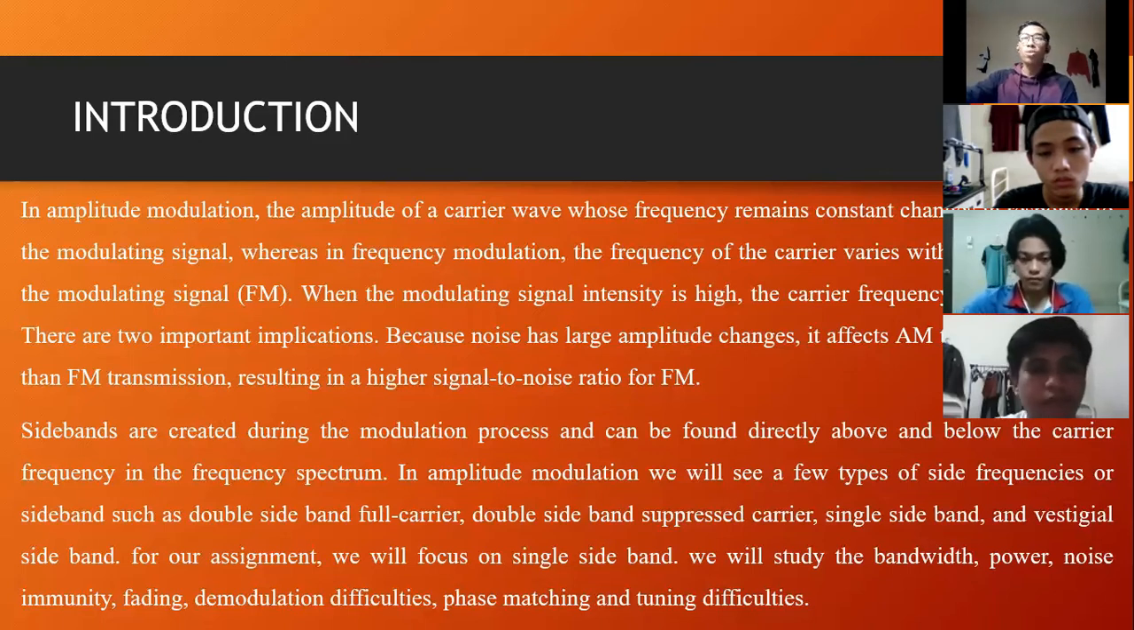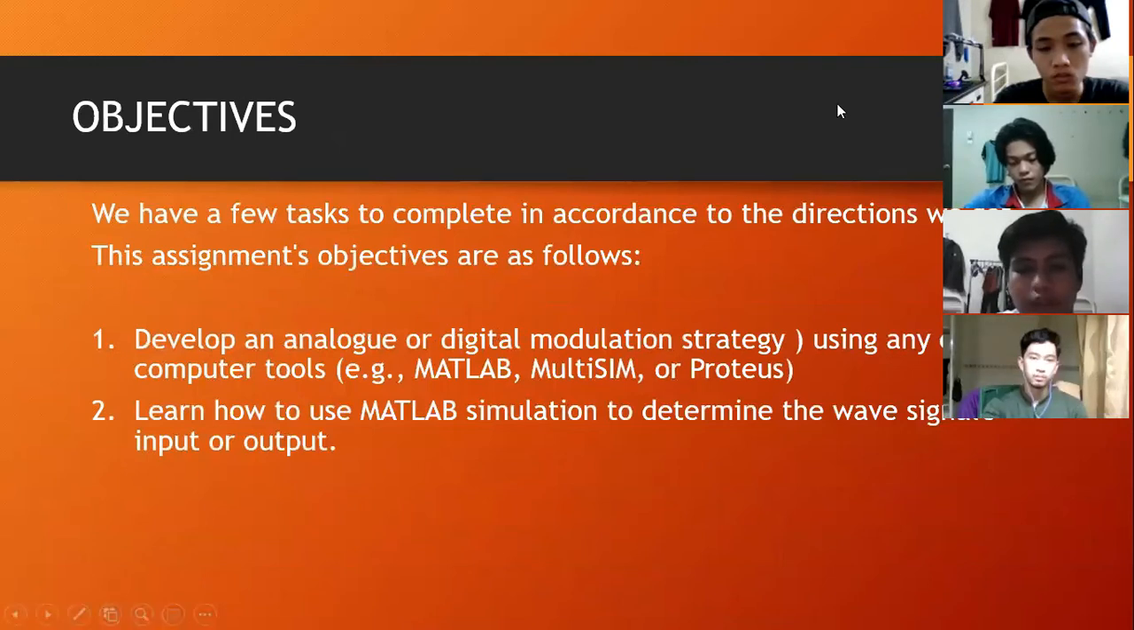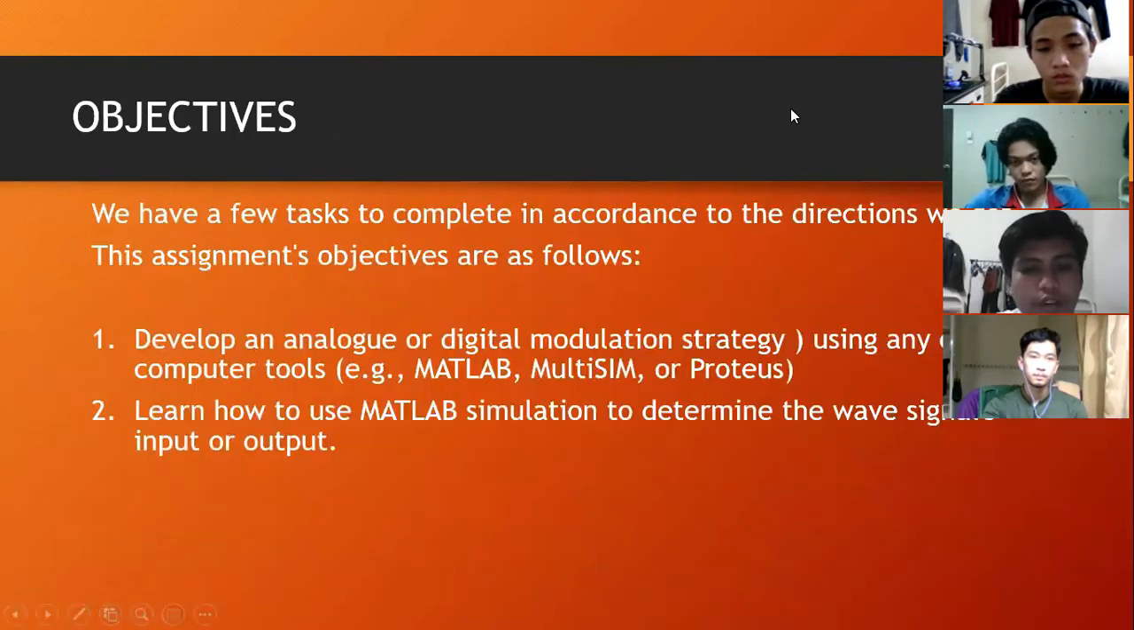Next, I will pass to Zul for the objective. Okay, for the objective, we have a few tasks to complete in accordance with the direction we got. The assignment objectives are as follows. Develop an analog or digital modulation strategy using any current computer tools such as MATLAB, Multisim, or Proteus. Learn how to use MATLAB simulation to determine the wave signal input or output.